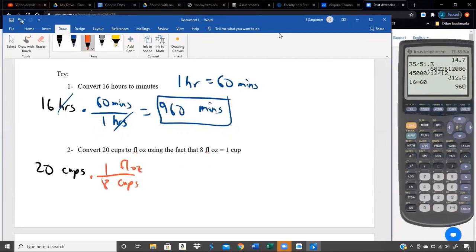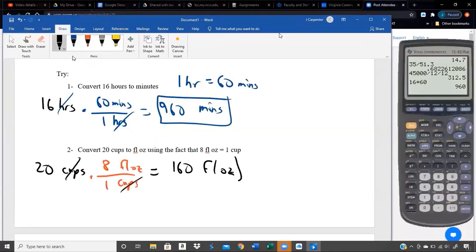And then we put the 8 in the bottom and the 1 in the top, right? No. 8 cups is not 1 fluid ounce, it's vice versa. 8 fluid ounces is 1 cup. Pay attention, be careful. Nobody's perfect, but as you check yourself, you can catch little mistakes. So that's just going to be 20 times 8. 2 times 8 is 16, tack on the 0, so that's 160. The cups cancel, and we're left with fluid ounces.